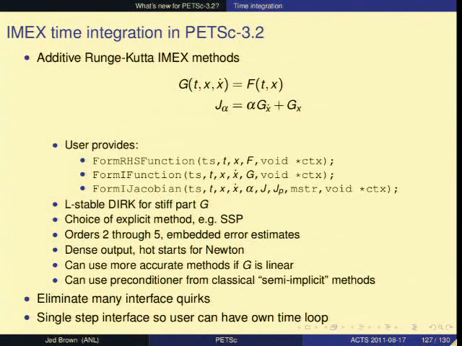But if you're working with some legacy code, maybe you had some classical semi-implicit method, that turns out to make a good preconditioner for this system because this system will be very similar. But these methods are a bit more rigorous in terms of error control and not committing splitting errors. So if you can separate the system into stiff and non-stiff, then these can be really robust. And we now have a single step interface. If you want to control the time loop but use PETSc time integrators, you can do that. You can call a single step and then do whatever you want between steps.